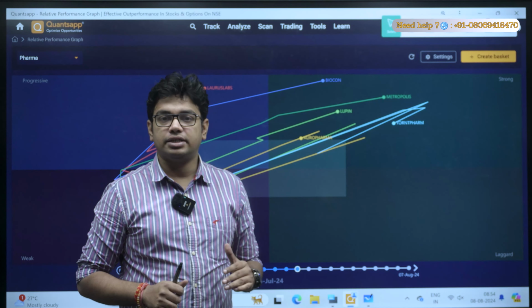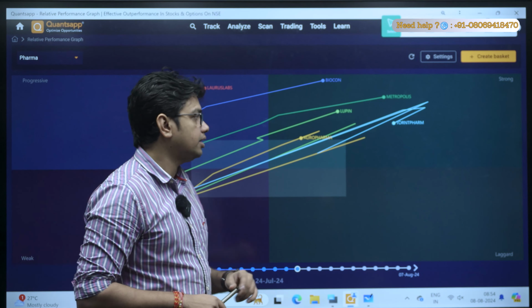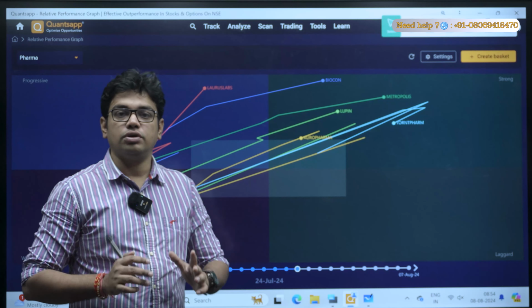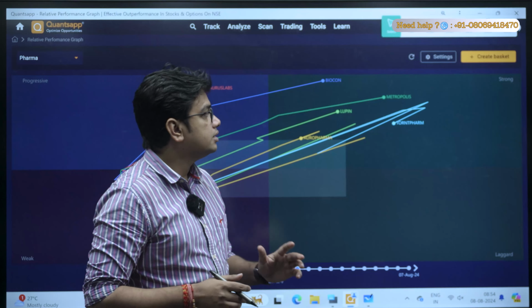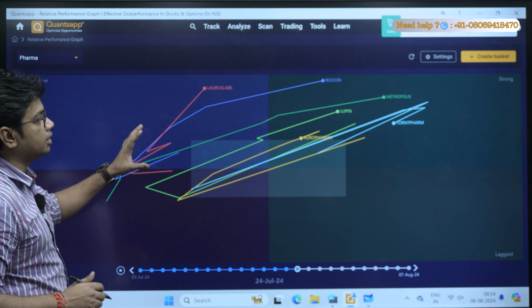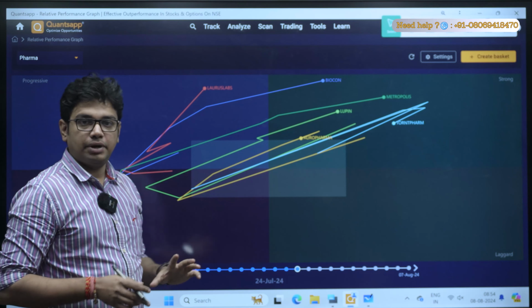Find the latest swing and you can place a stop loss over there and enter into the trade. If you don't want to go trading with the chart, just enter over here. Let's just say the stock is coming to progressive zone. Buy that particular stock.